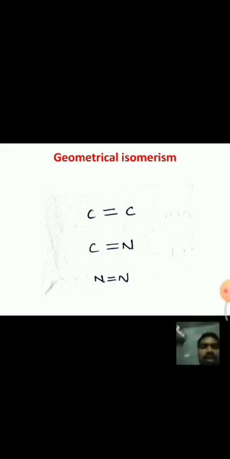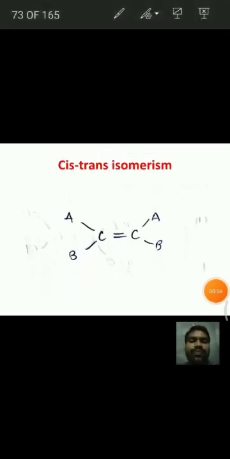The first one, coming to geometrical isomerism, which is also known as cis-trans isomerism. It is possible in these types of molecules: C double bond C, that is alkenes, C double bond N and N double bond N, and moreover in cyclohexane molecules also. Let us see this cis-trans isomerism.